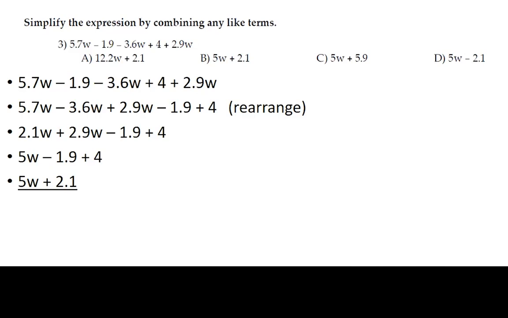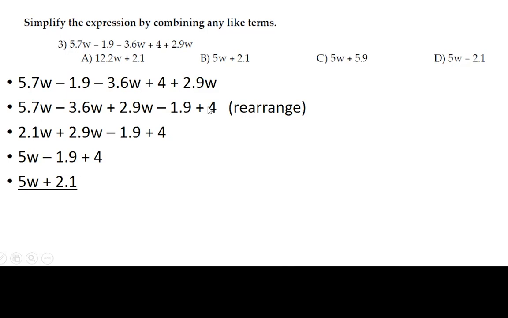Number 3, simplify the expression by combining any like terms. We're given 5.7w minus 1.9 minus 3.6w plus 4 plus 2.9w. So here is the problem. We can rearrange so that our w terms are all next to each other. Make sure that the negative in front of the 3.6w stays in front of the 3.6w. Make sure that the plus in front of the 2.9w stays in front of the 2.9w. Make sure the negative stays in front of the 1.9. Make sure the plus stays in front of the 4.